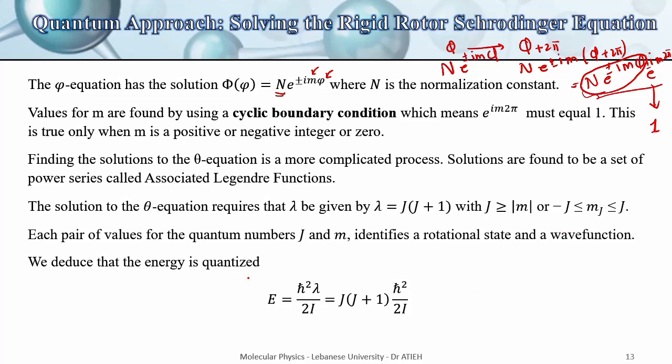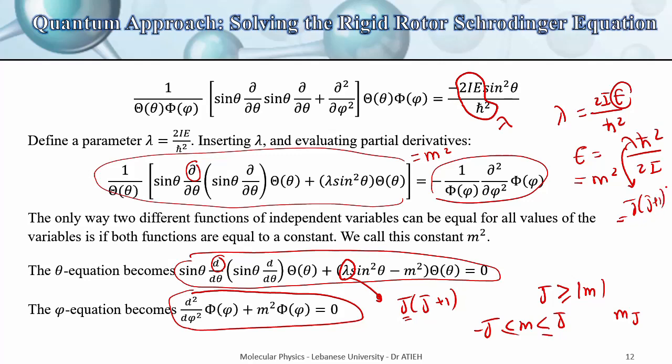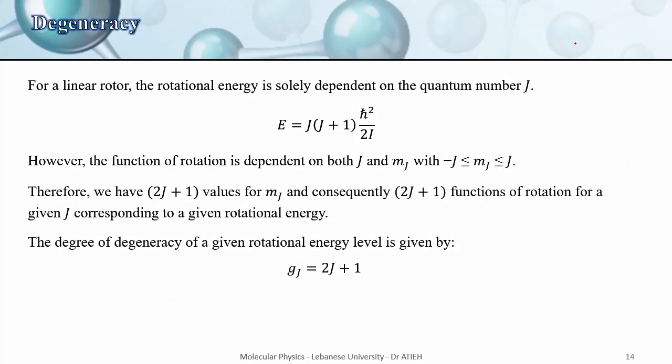So how to deduce the energy? Back to the definition of lambda. Lambda equals 2IE over h bar squared. So the energy is equal to lambda h bar squared over 2I, and lambda is simply equal to j times j plus 1, so E equals j times j plus 1 times h bar squared over 2I. We have seen that the rotational wave function is defined by two quantum numbers, j and m, while the rotational energy is only dependent on one quantum number, j.